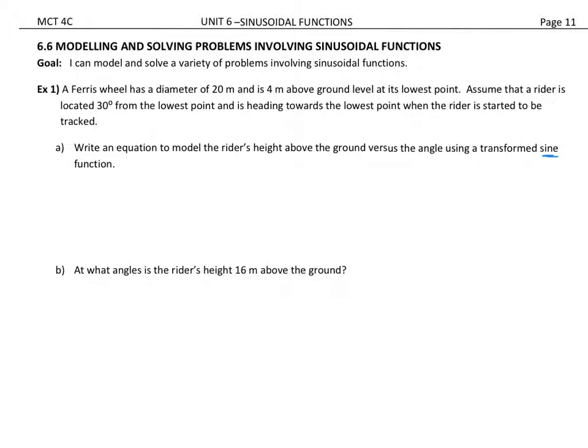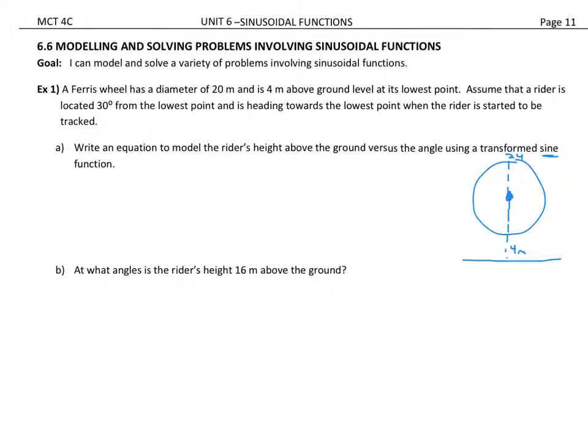So let's take into consideration what we have here. We know the diameter of the wheel, and I'm just going to draw that Ferris wheel here. So there's the center of the wheel. The diameter then is all the way across. That's 20 meters. And we have a height of 4 meters above the ground level. So we'll make this 4 meters here, 24 to a maximum height here. Let's see what we can get from there.